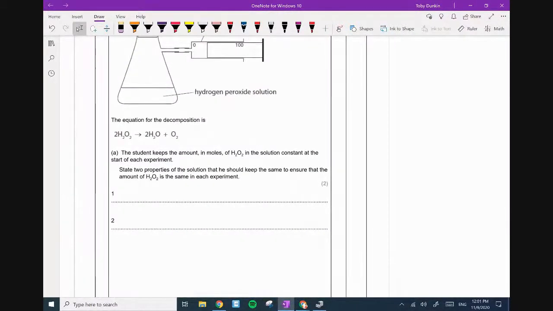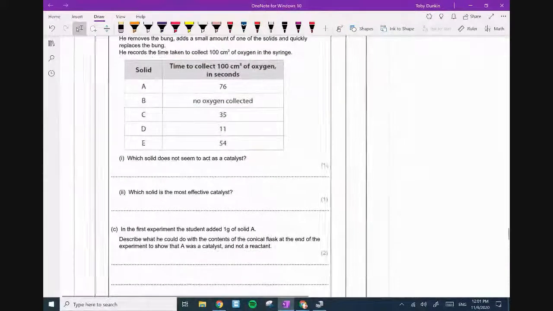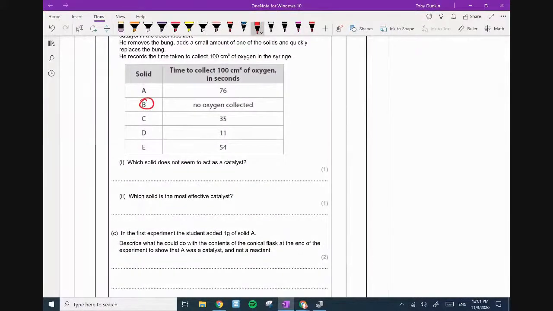Right, next thing, give 2 properties of the solution that need to be kept the same. It's concentration. Yeah, concentration and volume. Nice and easy. Most people got it. It's great. Next, it then says, which solid does not act as a catalyst? B. Most people got that one. This one was much more challenging. Which solid is the most effective?